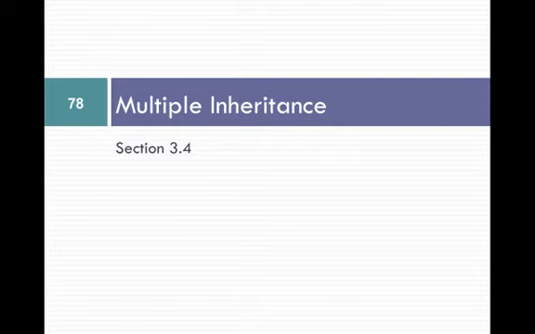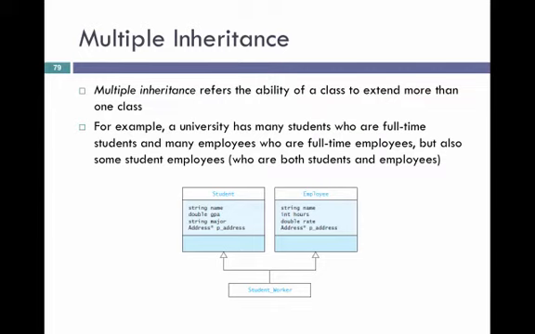In this slidecast, we'll discuss multiple inheritance. Multiple inheritance is the ability of a class to extend more than one class. For example, a university has many students who are full-time students and employees who are full-time employees, but there are also some student employees. Here's a UML diagram that illustrates a student worker class that inherits from two base classes, student and employee. And this is an example of multiple inheritance.